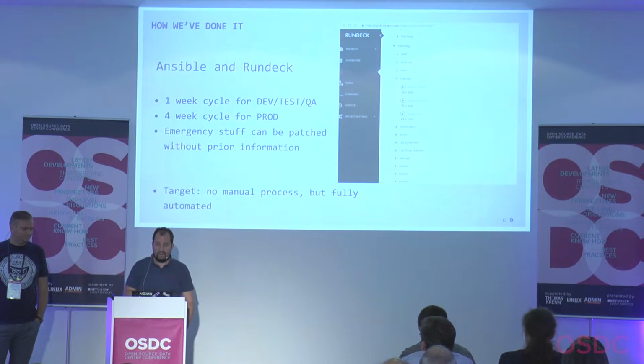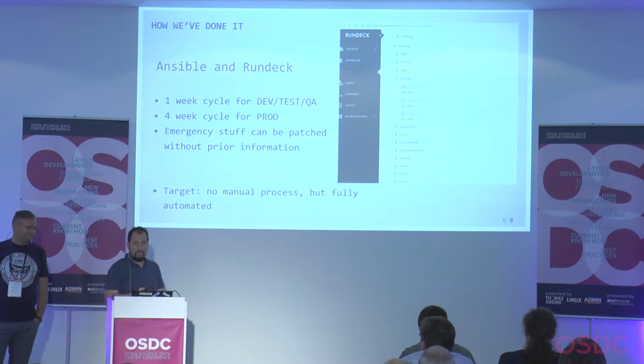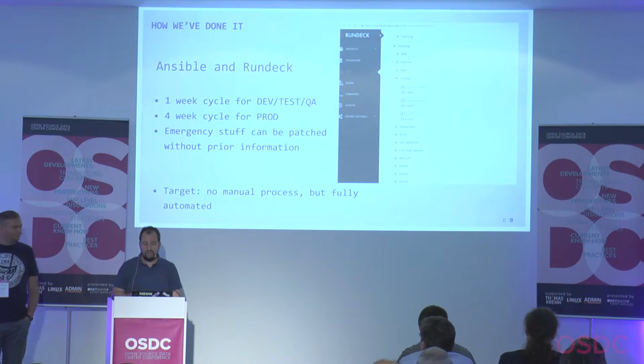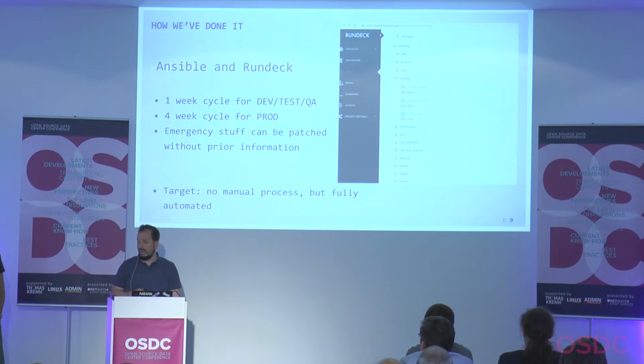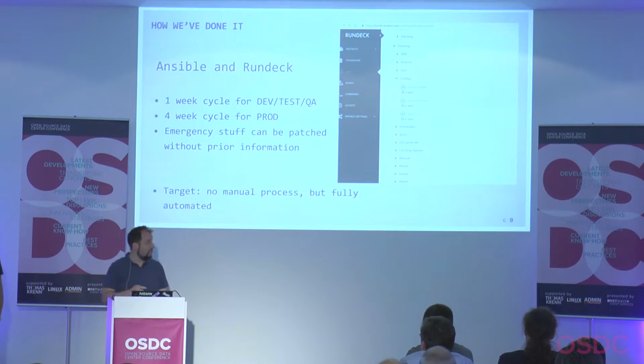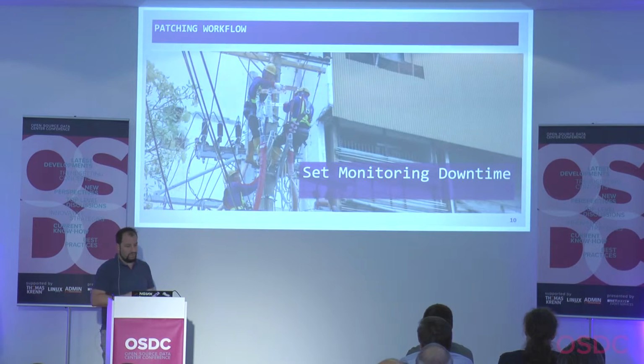Emergency stuff can be patched without prior information. That's what we usually do when we have something like Heartbleed. So we just roll out the patches and inform the departments later on. So the first goal would be to have the patch live and then make the information. Okay. If you have any questions, just interrupt me so we don't need to wait later on.